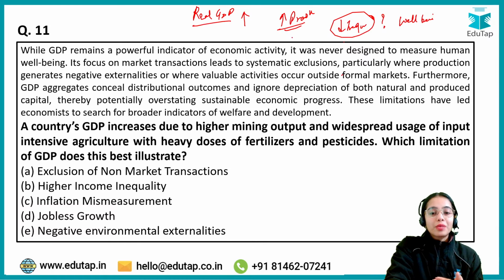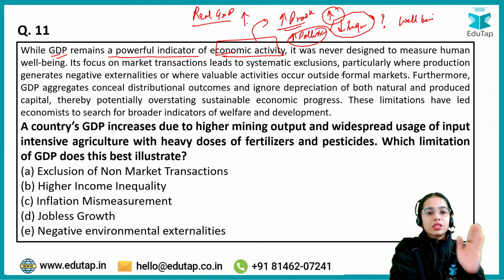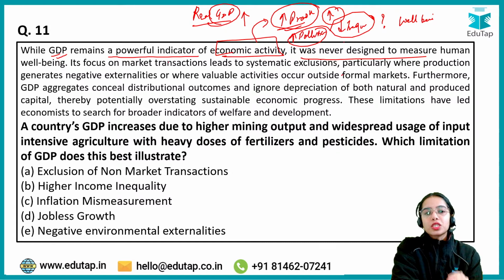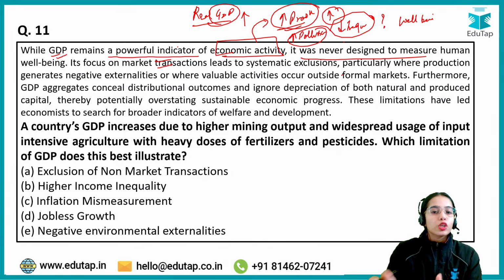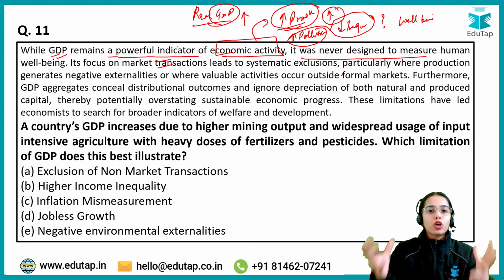With more production, there might be more pollution. There might be inequality increasing, the rich getting richer and the poor getting poorer. It might be happening, right? So GDP remains a powerful indicator of economic activity, where we can see that real GDP is increasing, which means production is increasing in the country. But it was never designed to measure human well-being. GDP only focuses on market transactions and not on non-market transactions. It does not talk about pollution, resource depletion and such.